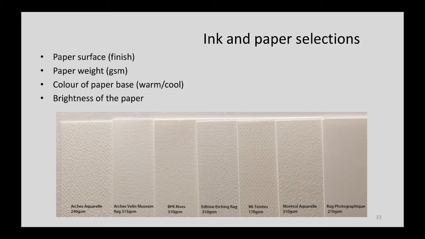So some papers, especially if you think about the Epson gloss and semi-gloss, are quite a cool colour base in the paper. Whereas the Canson papers, especially my favourite, which is here, has a beautiful warm paper base. Okay. Some papers have artificial brightness in them as well, and this will also affect how your image appears.